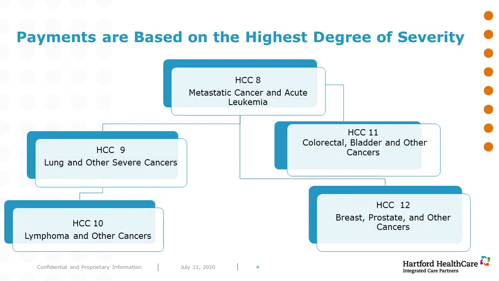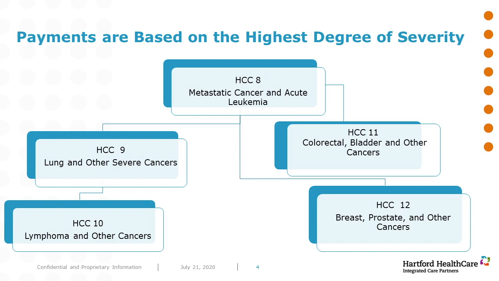Payments are based on the highest degree of severity. So, HCC8 accounts for secondary cancer, acute leukemia, intrathoracic, intra-abdominal, and lymph nodes. HCC9 accounts for lung and upper GI, liver, gallbladder, pancreas. HCC10 accounts for lymphoma, connective tissues, bone, and nervous system. HCC11 accounts for colorectal, bladder, oral cavity, spleen, kidneys.